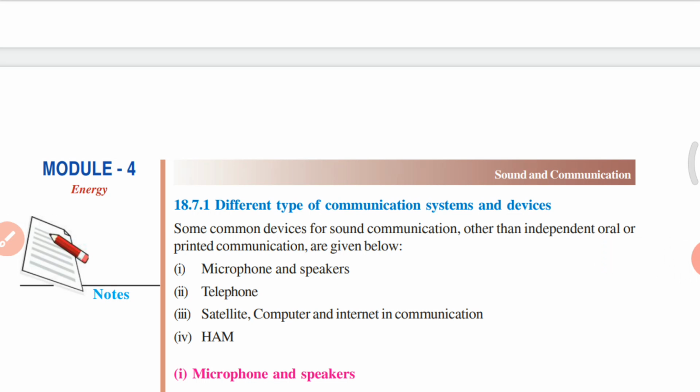So we developed different types of communication devices and communication systems for conveying our ideas to others, with little effort, for mass audiences. In our next period, we can discuss the different types of communication systems and devices.